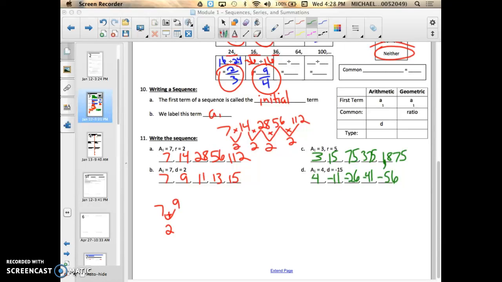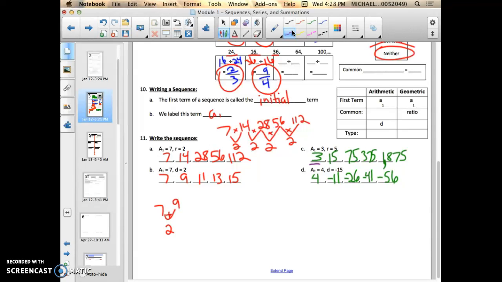Here are my answers to this process. For C, it gave me the first term, a sub 1, is 3, so I put 3 in the first slot right here. And then it told me the common ratio is 5, so I know that I need to multiply each of the terms by 5 to get to the next term. So 3 times 5 is 15. 15 times 5 is 75. 75 times 5 is 375. And 375 times 5 is 1875.